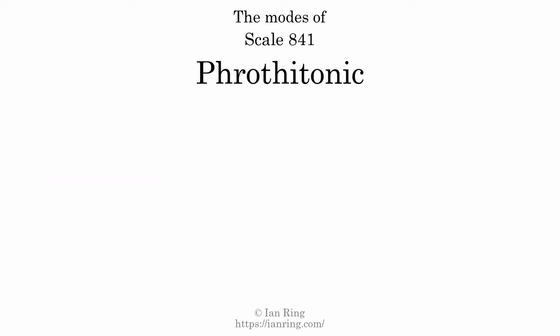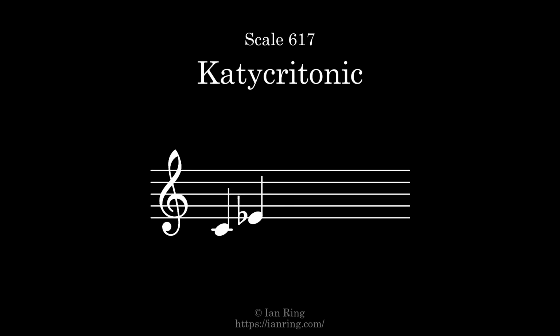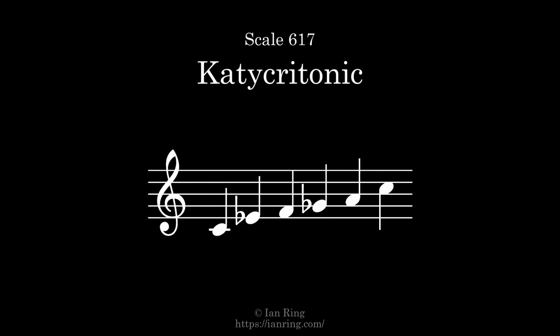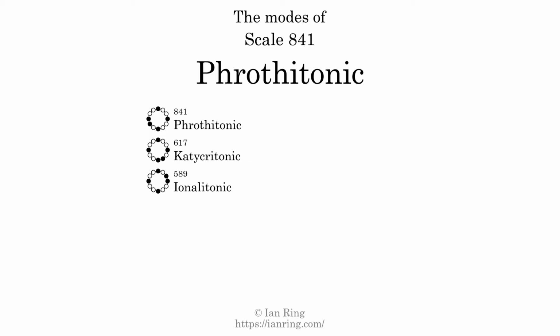This scale has 5 modes. The first mode is itself. The second mode is scale 617, also known as catachrotonic. It sounds like this. The third mode is scale 589, also known as ionolotonic. It sounds like this.